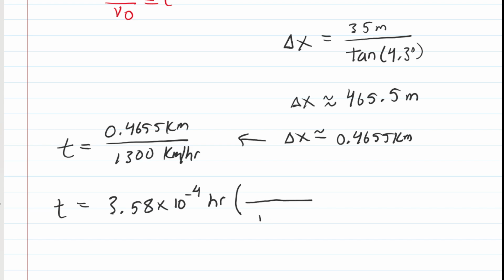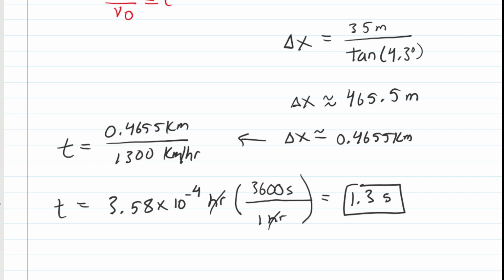So we're going to do one more conversion. Perhaps we all know that 1 hour is equivalent to 3,600 seconds. So by multiplying by that conversion factor, the hours cancel each other out, and we are left with about 1.3 seconds. So the pilot has just 1.3 seconds to react, otherwise the nose of that airplane is going to strike the ground.